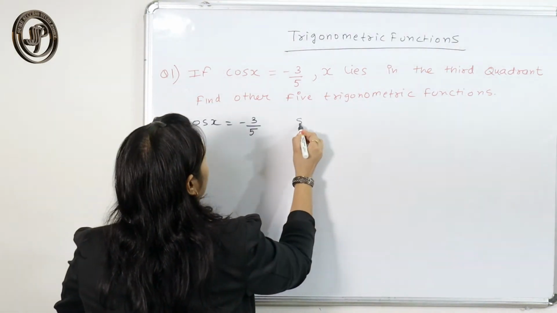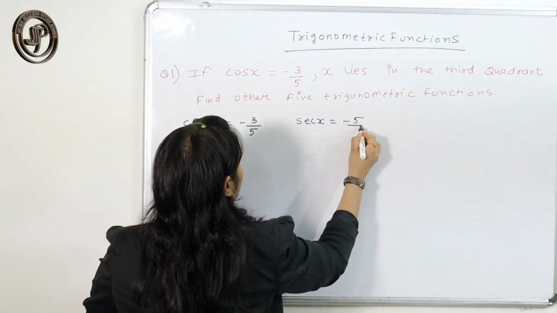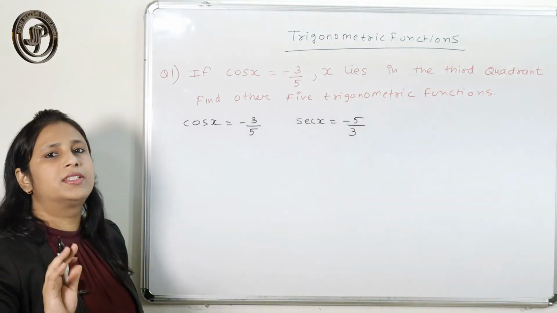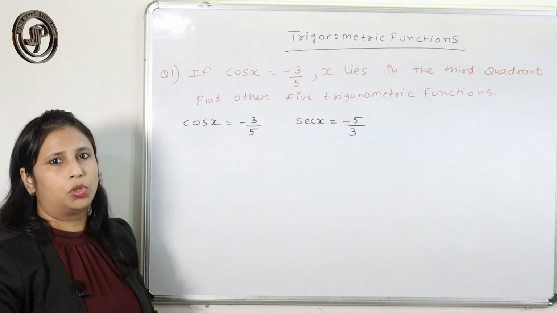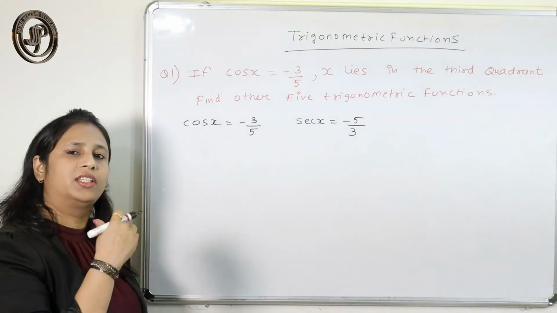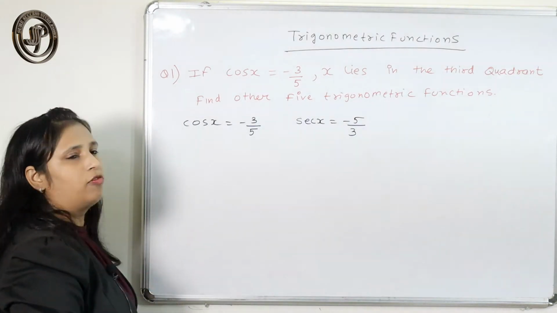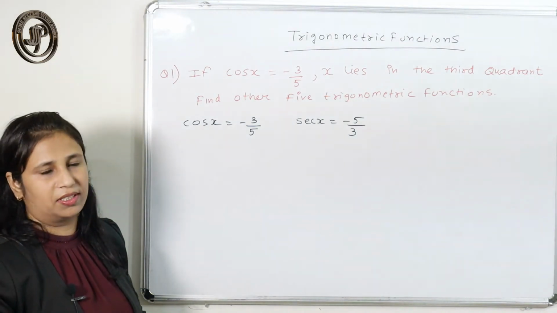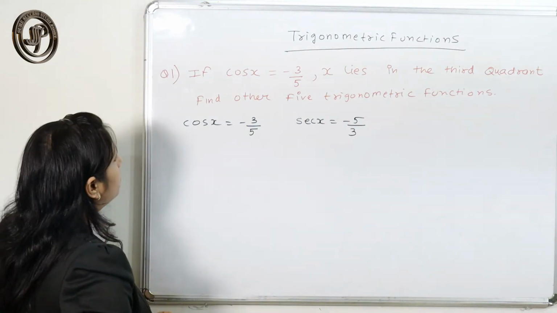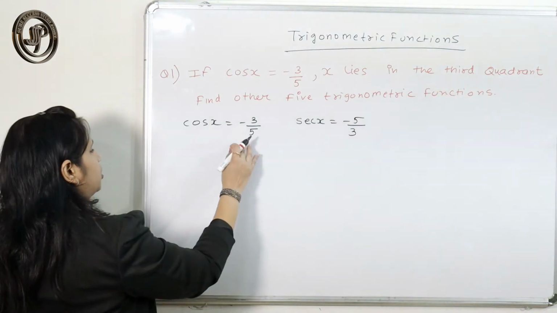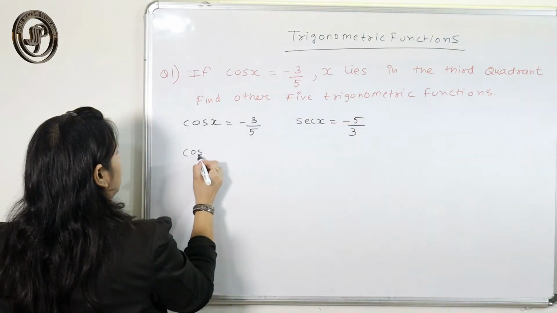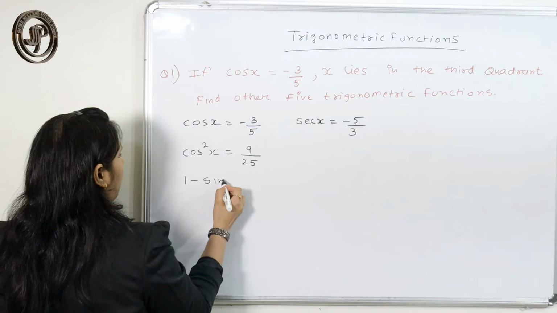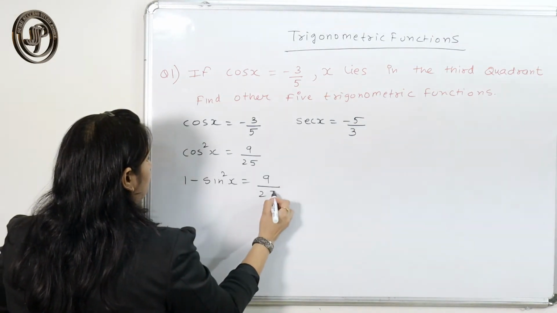So you can directly write that sec will be minus 5 by 3, because sec is the reciprocal of cos, and cos and sec will always remain in the same sign. Sec follows the same sign as cosec, because sec and cosec are both positive or negative in the same quadrants. Now your cos is this. If you square both sides, then cos square x will be 9 by 25, and cos square x you can write as 1 minus sine square x.